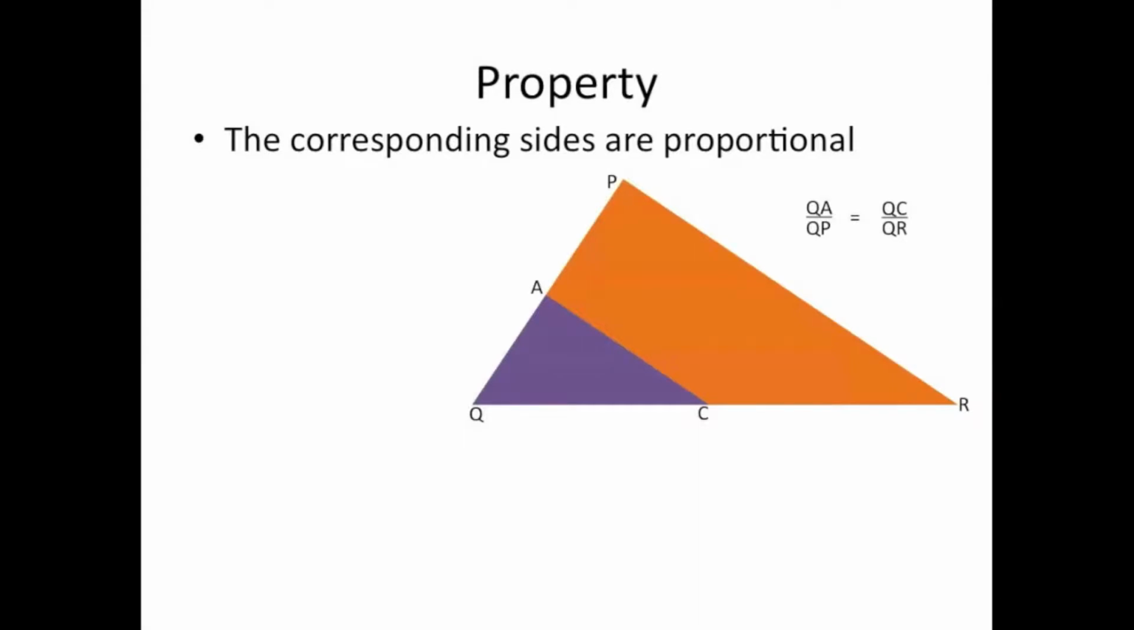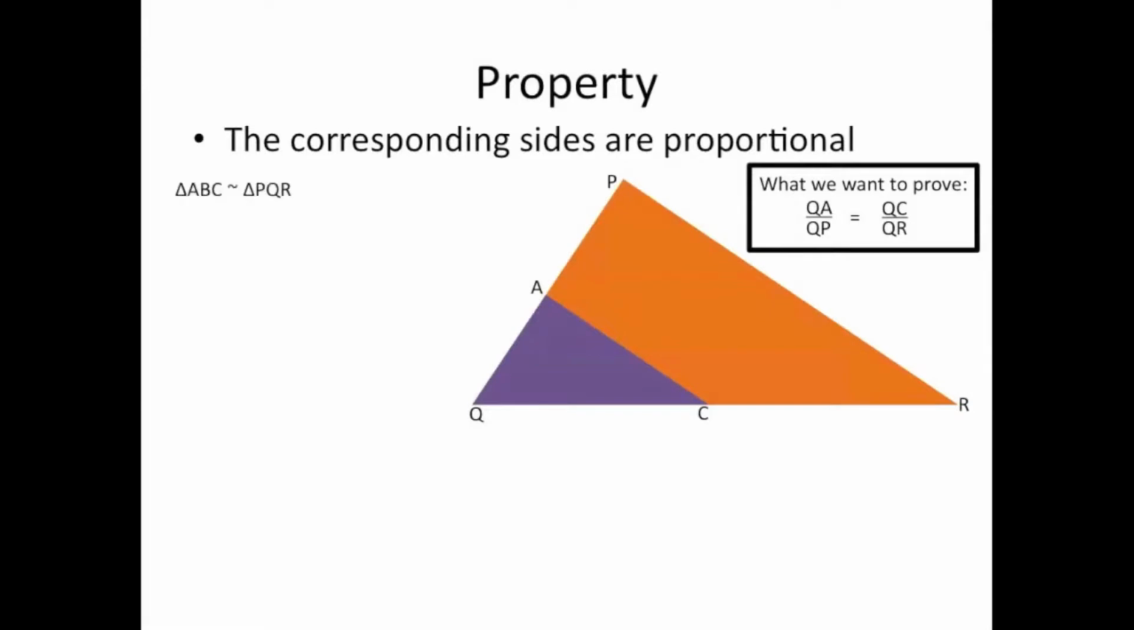Of course, you can also ask about AC over PR. But for the proof, as long as we show that two sets of corresponding sides are proportional, then automatically by a similar argument AC and PR are also proportional. So this is what we want to prove. We already know that the triangles are similar, and that the following two angles are equal. That's what's given to us and what's known.